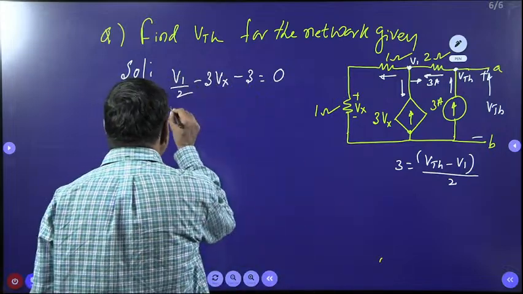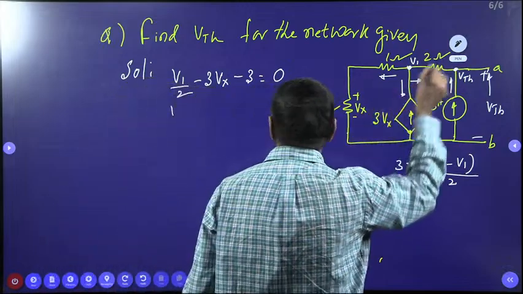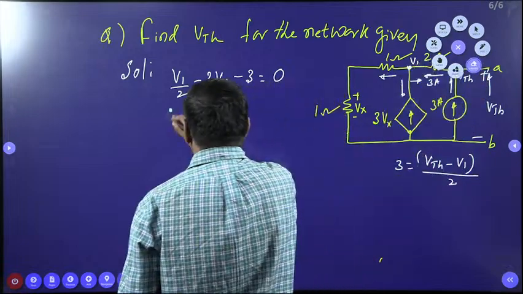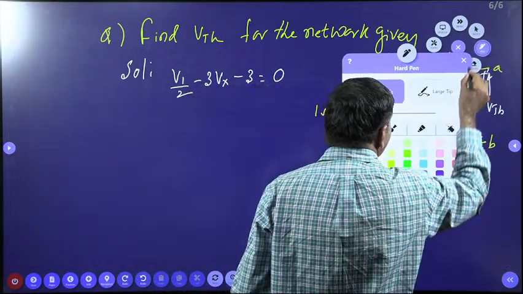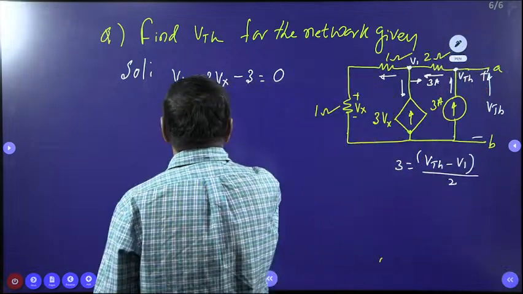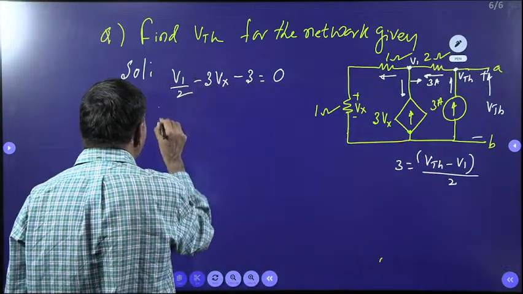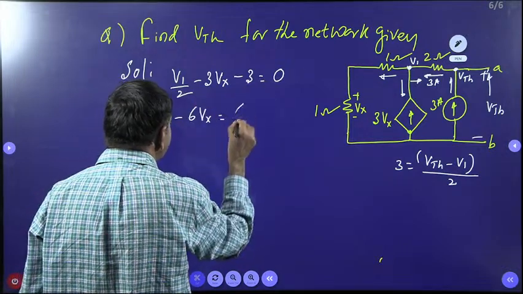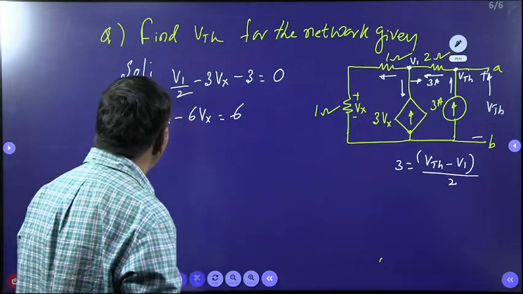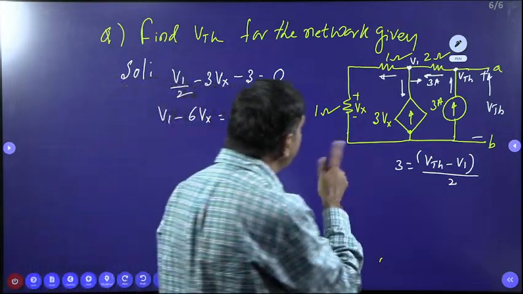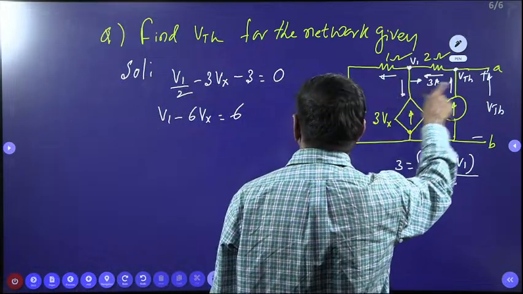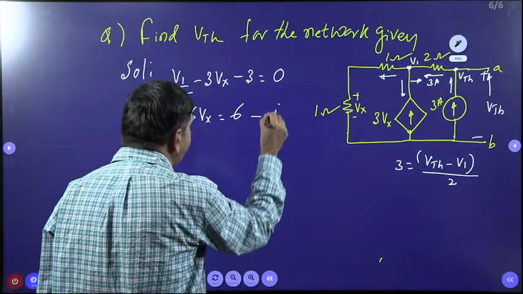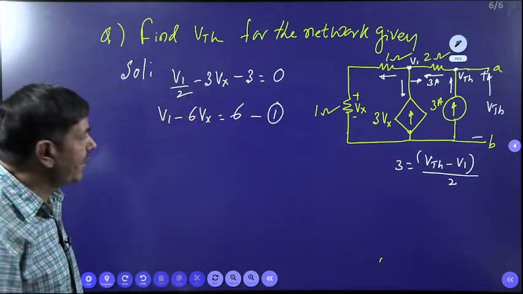Otherwise, I can simplify at first this equation now. How can we simplify this equation? I'll write like this. When I have taken LCM, I will get V1 minus 6Vx, 3 into 2, 6 I will get here. 2 into V1 by 2 here, this side is 3Vx, this side is 3 only. Yes, we got that. This is equation number 1 I have taken.